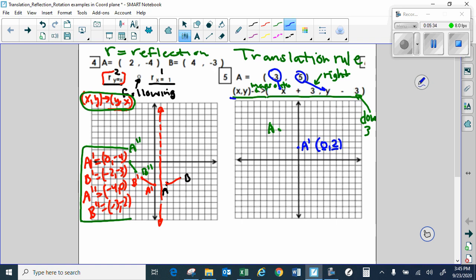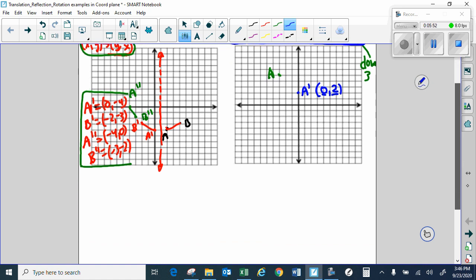So if it ever asks you to write a translation rule, this is what a translation rule looks like. It better start with x, y, an arrow, and you pronounce that maps onto, and then either x plus or minus some number and y plus or minus some number, depending on what direction you're moving.